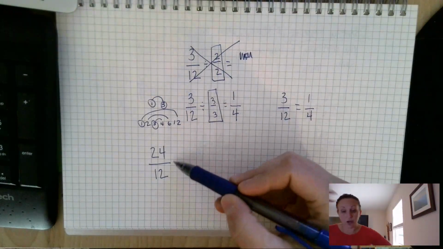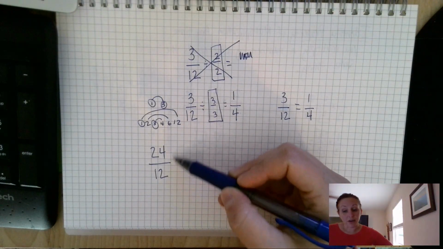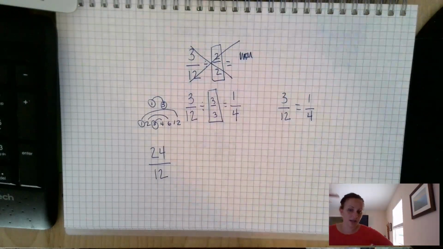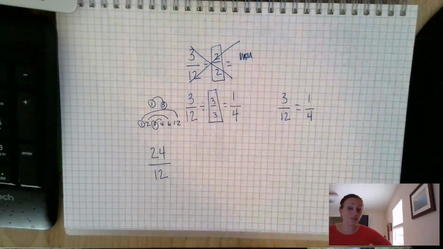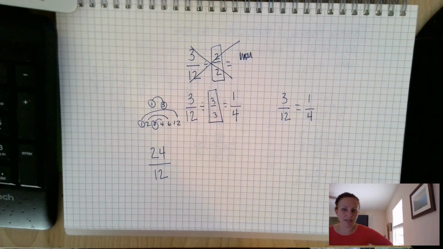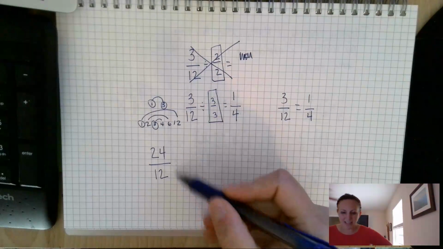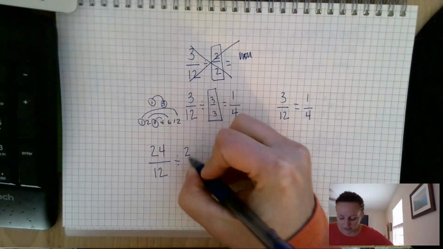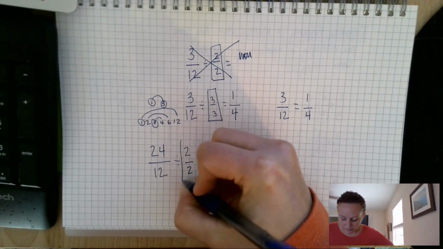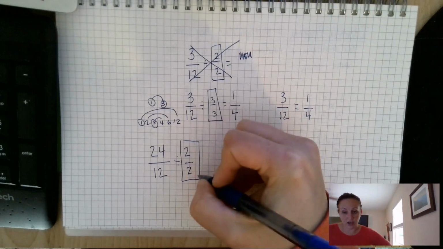Okay, so I'm going to do the same thing though. I want to think, what number can I divide both of these by? Now, if you're really good at your multiplication facts, if you really have those down, then you probably don't even need to draw a factor rainbow. You may be able to see it right away. You may see, oh, well, both of those numbers are even. So I could divide by 2 over 2, right? Remember what I do to the top, I do to the bottom.